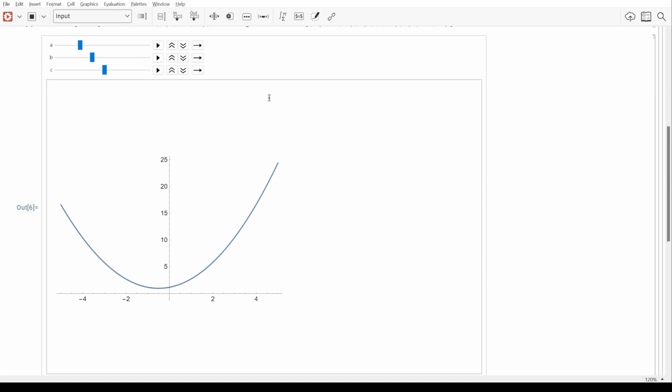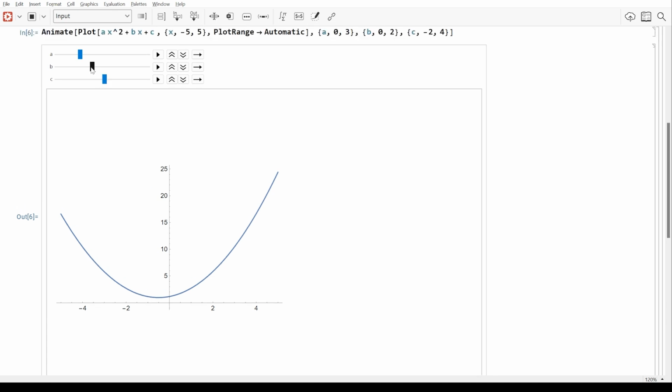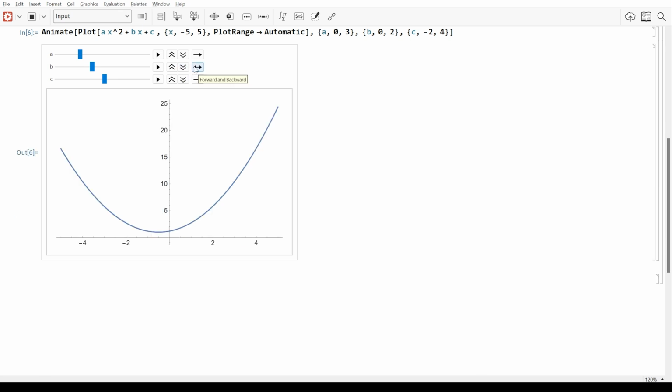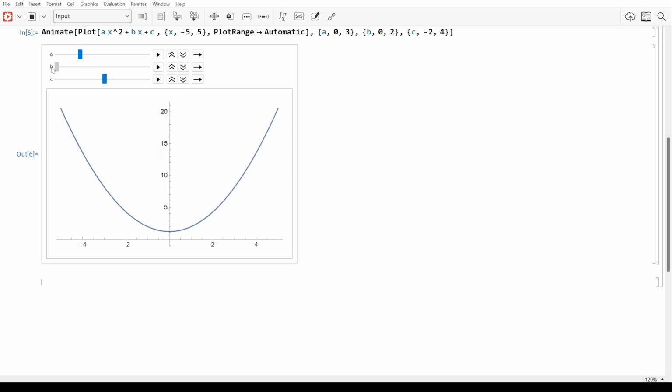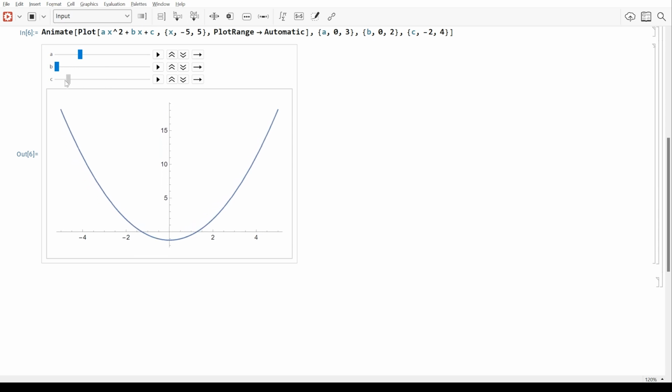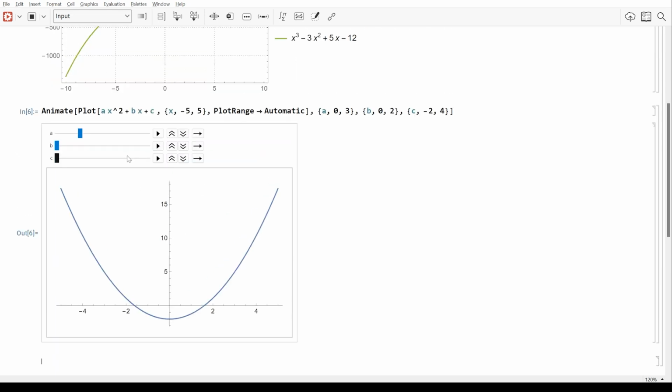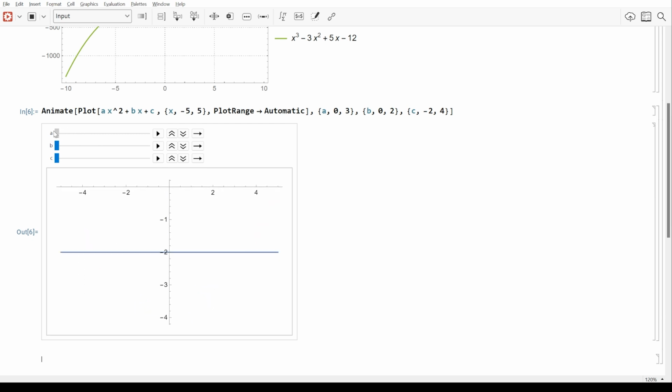All right, so we have three parameters, right? So let's get B and C. Let's try to keep B at 0 and C at 0. So these are sliders. They help me to visualize what's really going on. And now if you vary A, as you can see, when A is 0, this is -2 because C starts from -2. So that's the lowest value of C.